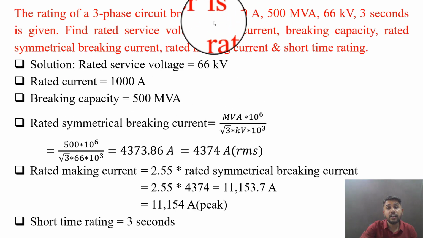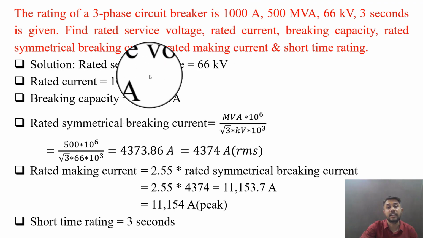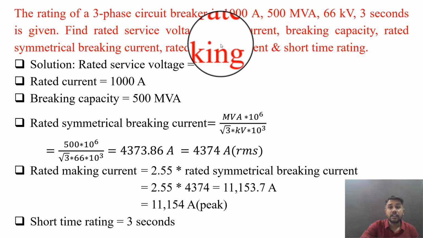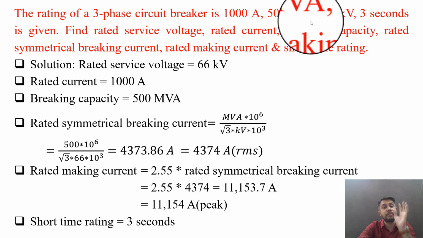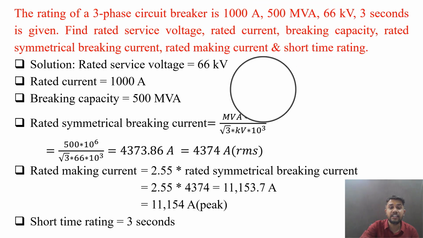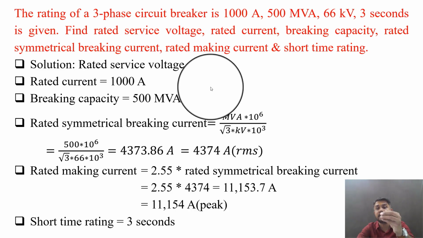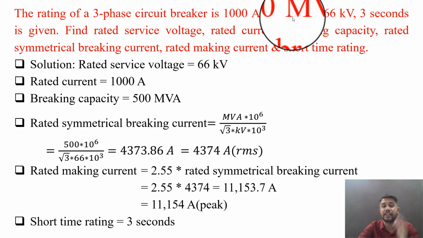Rated current. Here 1000 ampere is given. This is the rated current of the circuit breaker. So these two are already mentioned. Rated breaking capacity: 500 MVA is the breaking capacity already given in the details itself. So these three parameters are found from the details available readily in the numerical.